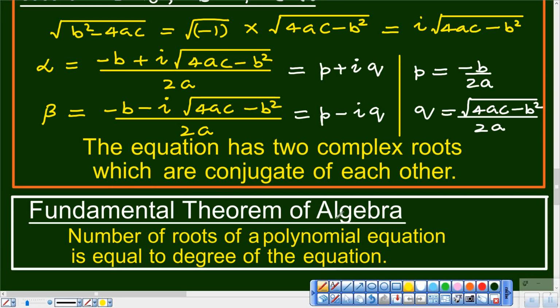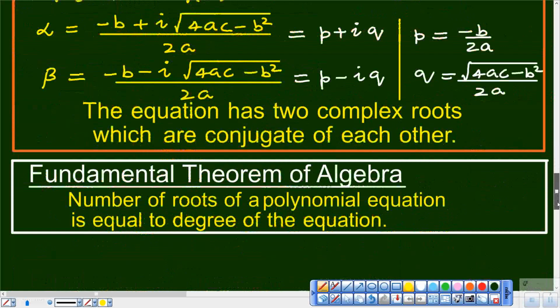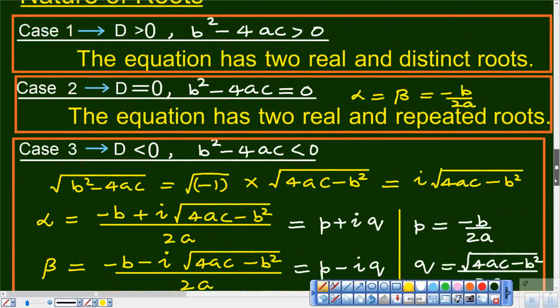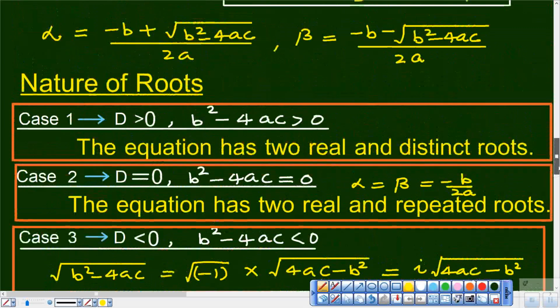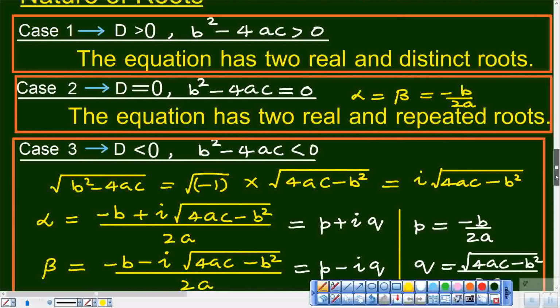So let us revisit the discussion from here onwards. In this context, the fundamental theorem of algebra says that the number of roots of a polynomial equation is equal to the degree of the equation. So a quadratic equation will always have two roots. You can see that there are two roots of a quadratic equation, and it is the discriminant which decides the nature of the roots.